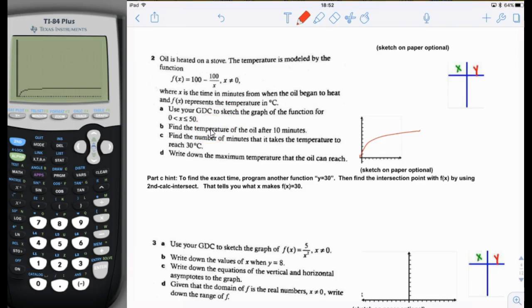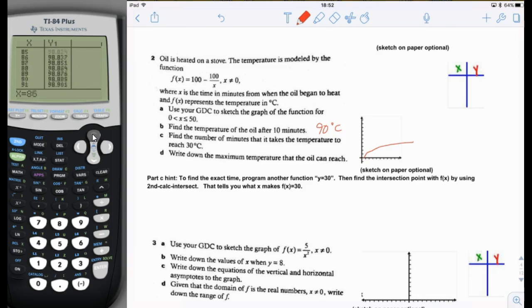Actually, I drew it so that it comes out at 0. It doesn't really do that. It comes out a little bit to the right of 0, right? Find the temperature of the oil after 10 minutes. So you could do that with trace 10. And the temperature is 90. Okay, and the other way you could do that is with second table. And you could look for the value x equals 10.